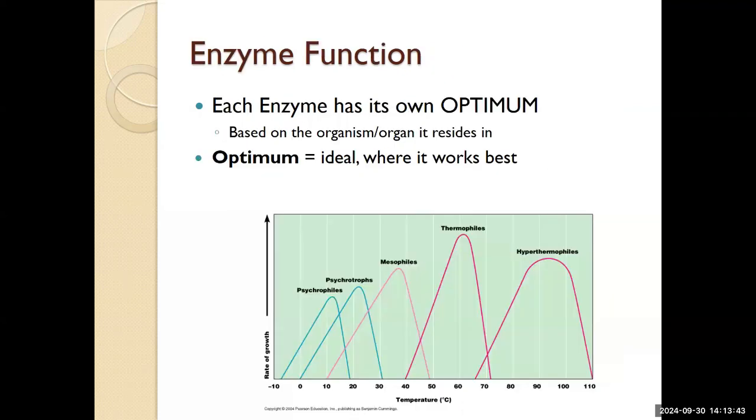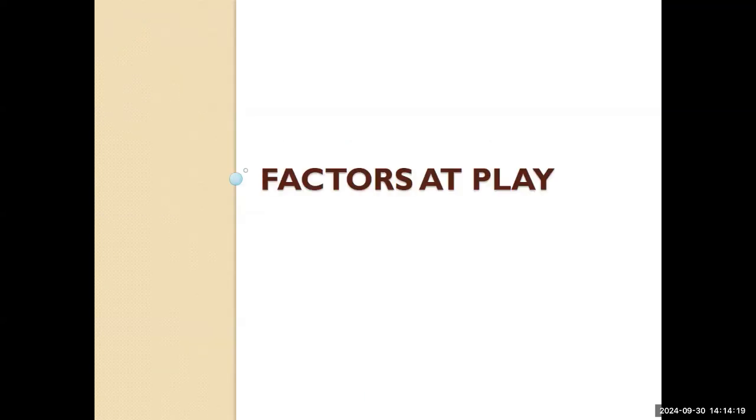Each enzyme in existence has its own optimal environment. This is based on the organism or organ it resides in and the type of work that it does. The term optimum means ideal, where it's going to work best. The diagram below describes terms that we use for different temperature ranges of bacteria environments. If there's such a thing as an enzyme's optimum, that means there are factors at play that can make an enzyme less reliable. Be aware of the different factors and the impact that they can have.